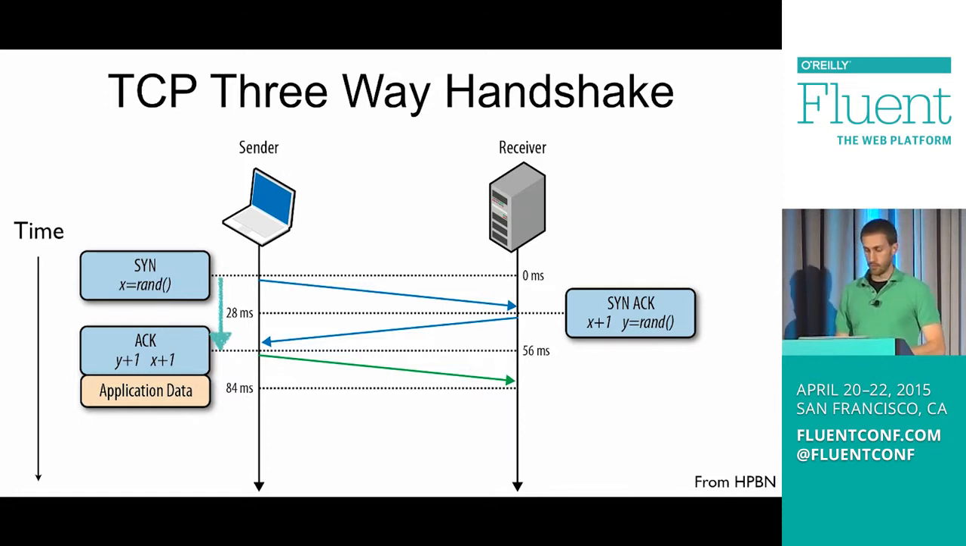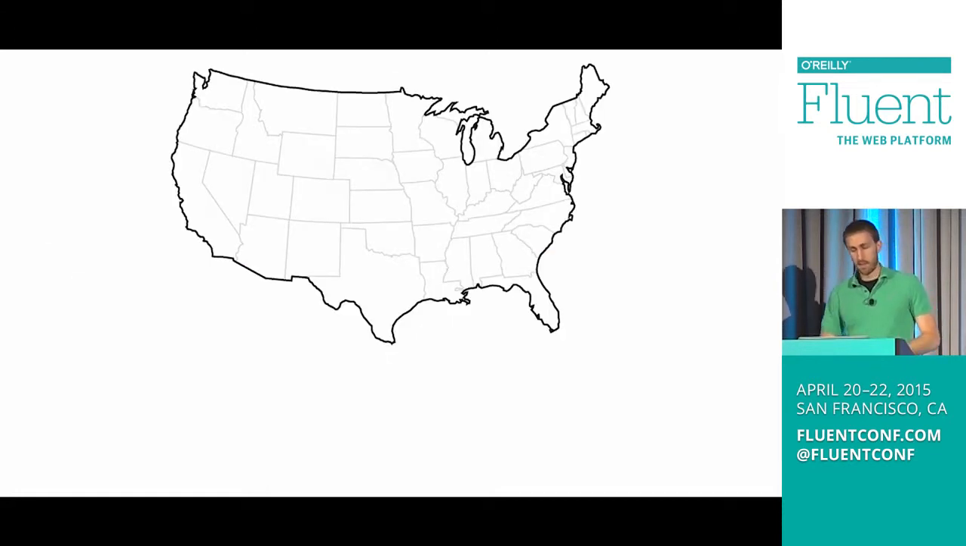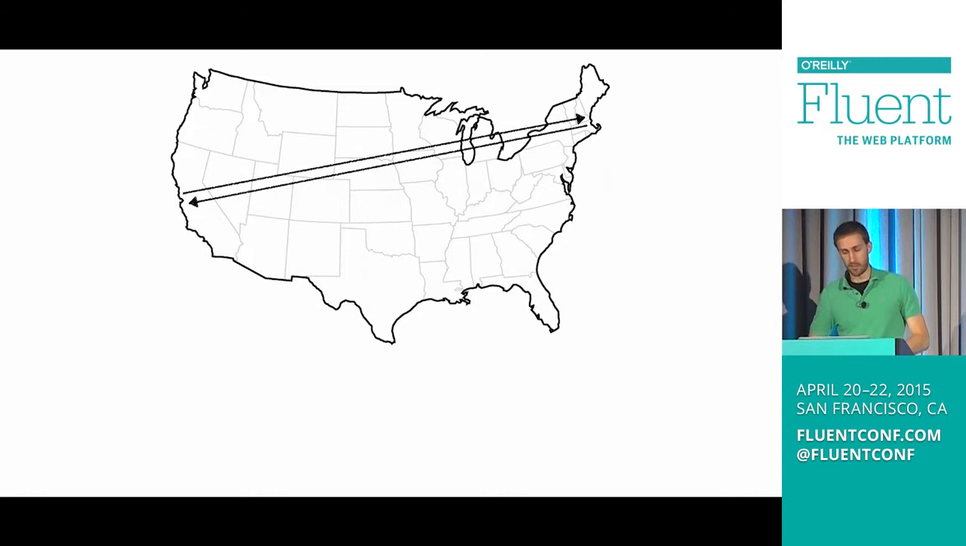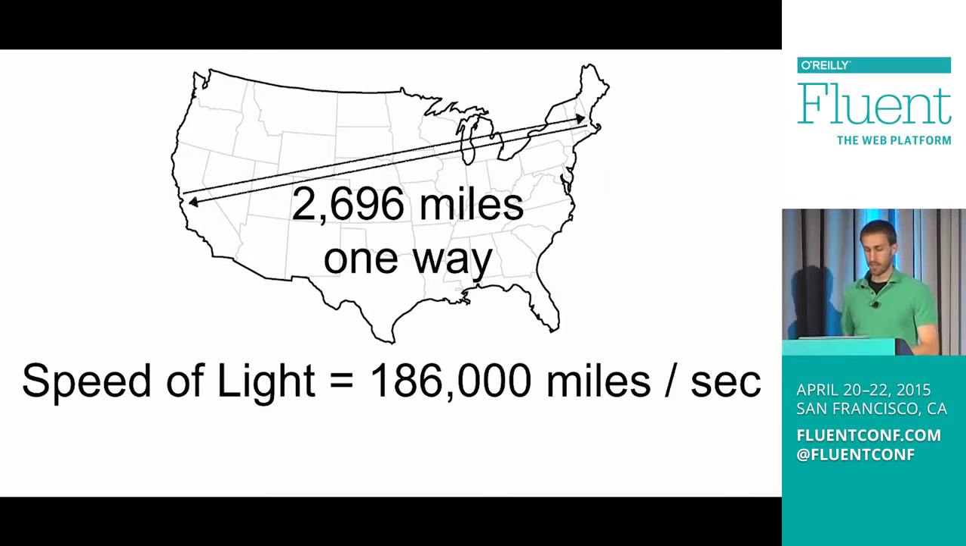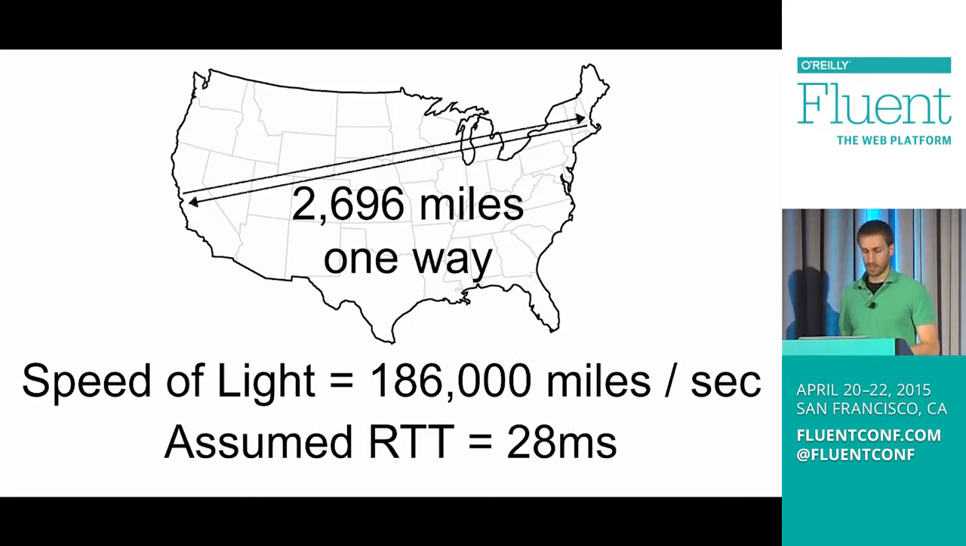Let's do this in a real example. So here's the US. It's not too bad, right? Light is fast. So let's imagine we're sending a packet from where we are now in SF to my hometown of Boston, Massachusetts. This is about 2,700 miles one way. The speed of light is 186,000 miles per second. So you might naively assume the round trip time, if you do the math, is going to be somewhere in the neighborhood of 28 milliseconds.